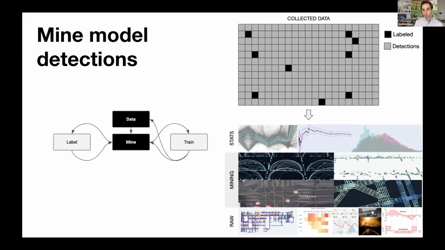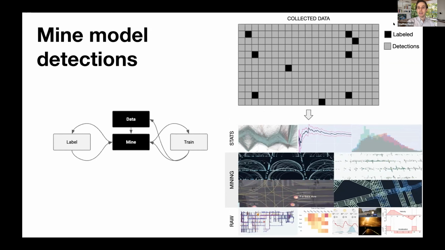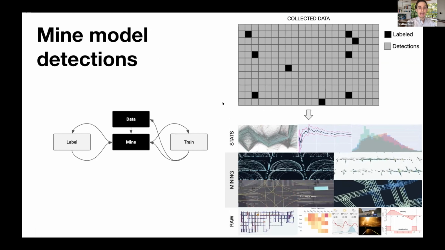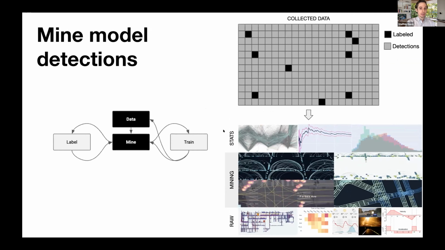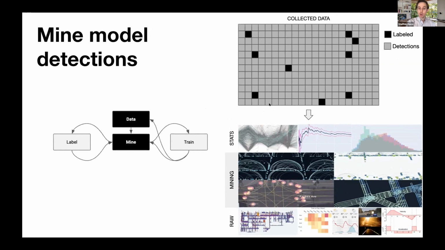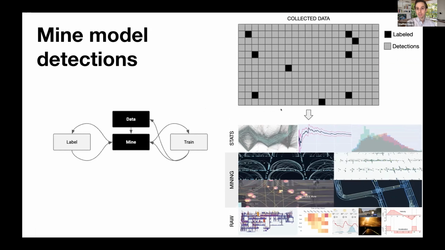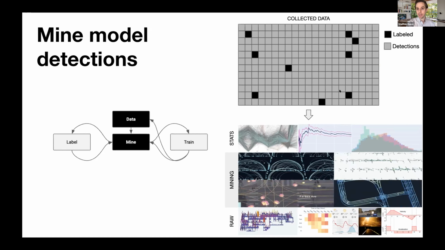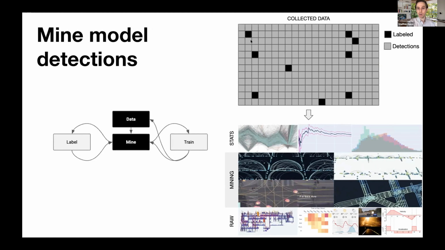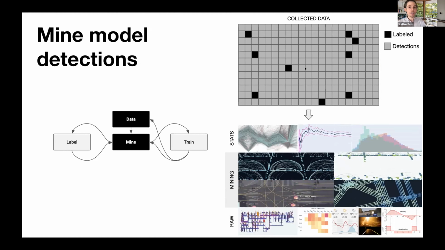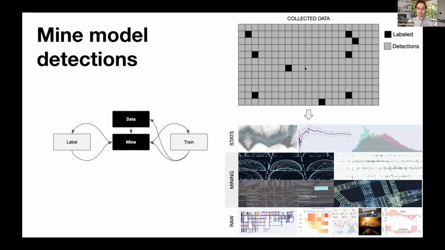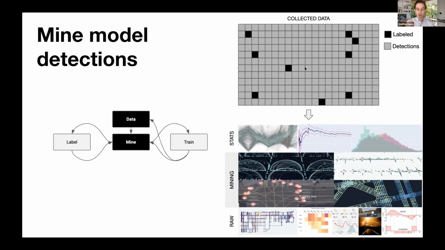So with that insight, you can see where the model needs to be improved. And the data mining can then take place again over all collected data. Whereas a portion of the collected data has been labeled, indicated by the black squares here, in general, there's a lot of other data that you can now apply the trained model to get detections, to then mine those detections to find more examples of the area where the model is weak.